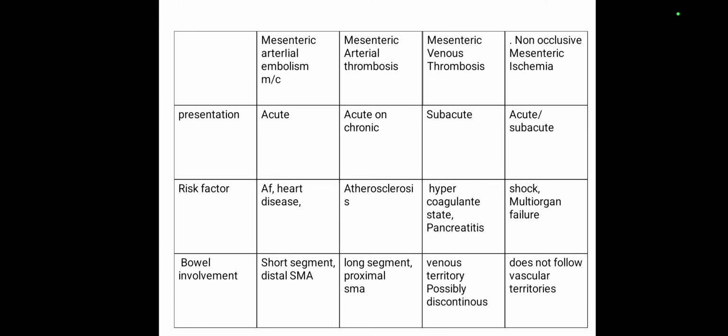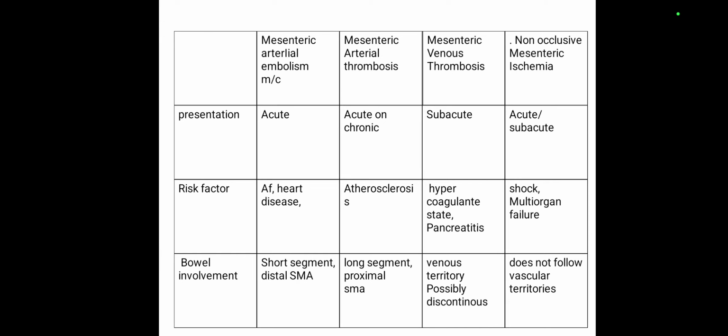Now when we compare the causes, arterial embolism, we know that is the most common, versus arterial thrombosis versus venous thrombosis versus non-occlusive mesenteric ischemia. So a patient is having an acute presentation in the background of some heart disease, atrial fibrillation, endocarditis, or a recent myocardial infarction. That is a history of embolic cause of arterial occlusion, SMA occlusion.